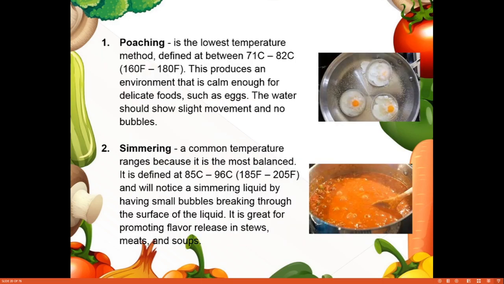Number 1, poaching is the lowest temperature method, defined at between 71 degrees centigrade to 82 degrees centigrade. This produces an environment that is calm enough for delicate foods such as eggs. The water should show slight movement and no bubbles. Like for example, a poached egg.